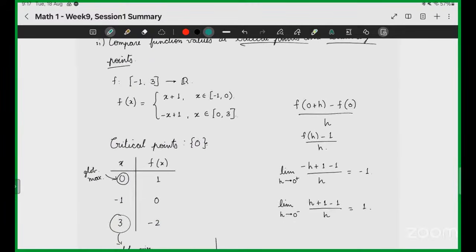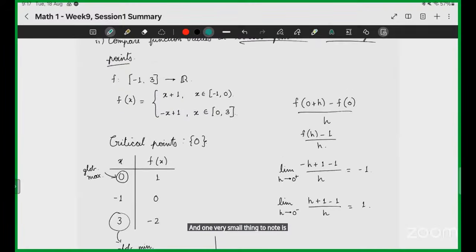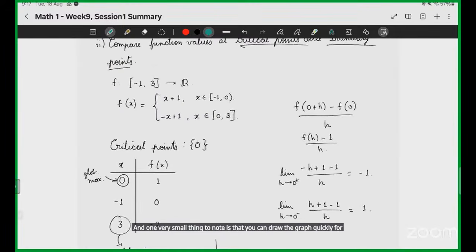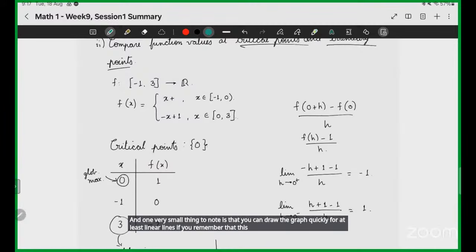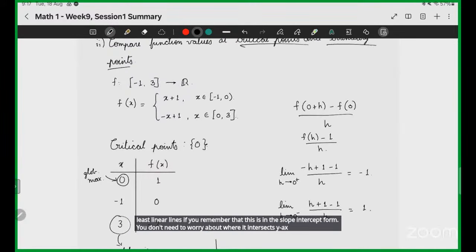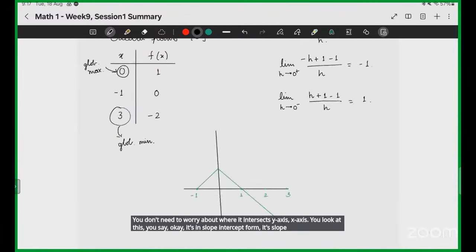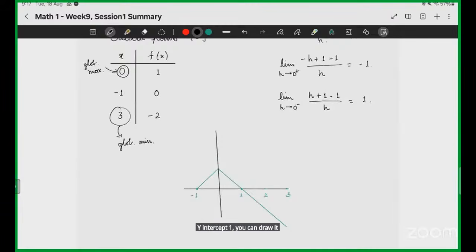And one very small thing to note is that you can draw the graph quickly, at least for linear lines. If you remember that this is in slope-intercept form, you don't need to worry about where it intersects the y-axis or x-axis. You look at this and say, okay, it's in slope-intercept form, slope 1, y-intercept 1. You can draw it quickly.